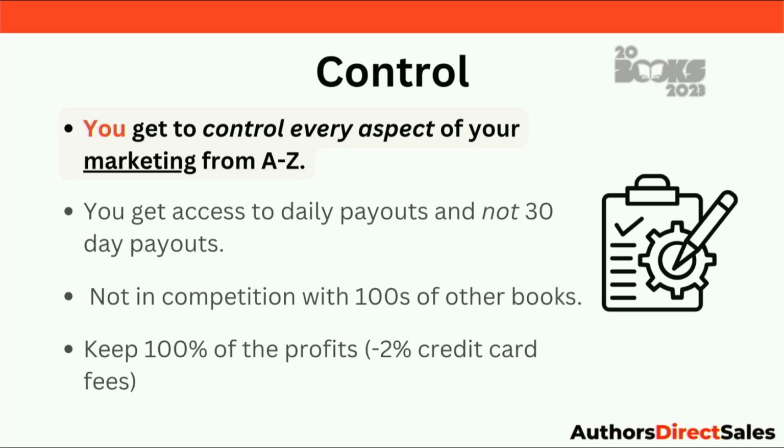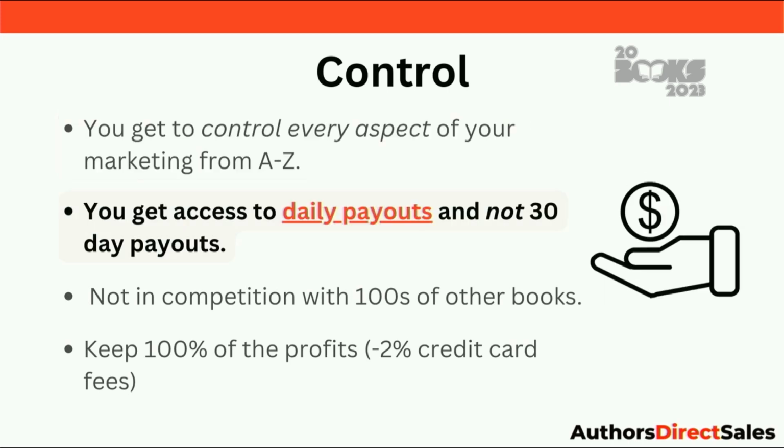And then in terms of control, you do get to control every single aspect of your marketing this way: your ads, your copy, figuring out what actually sells your books. You take out some popular highlights, test those out. You also get access to daily payouts with most of the commerce platforms. With Shopify you do, not 30-day payouts, which is nice.